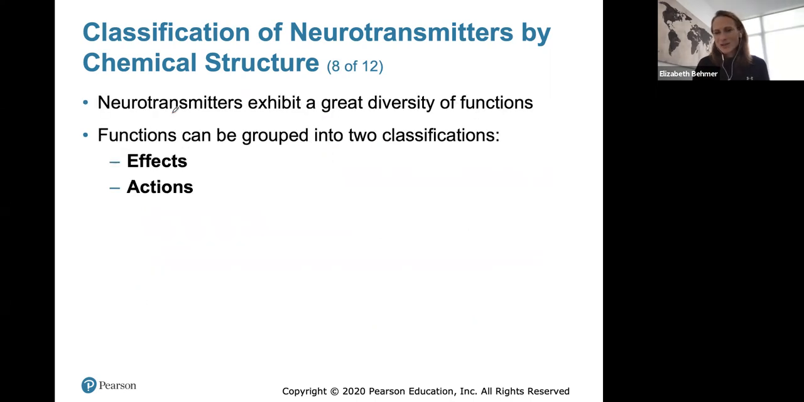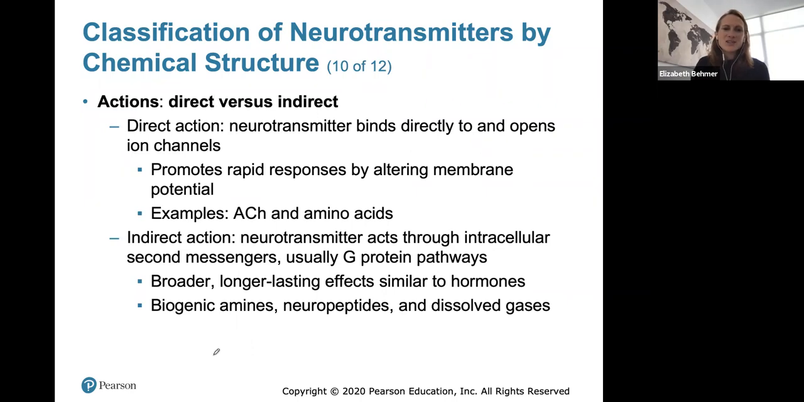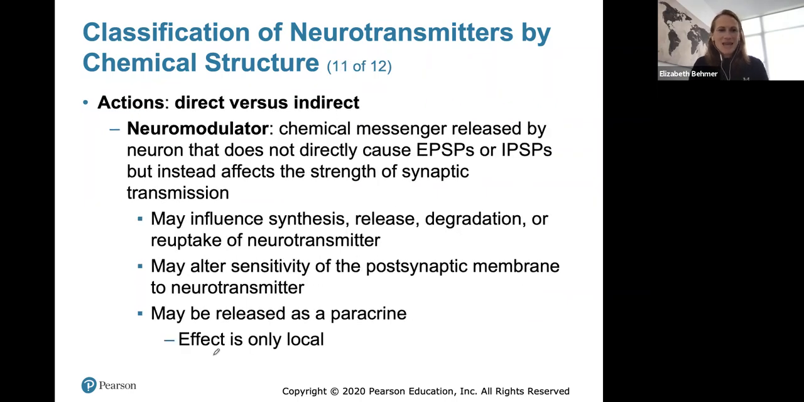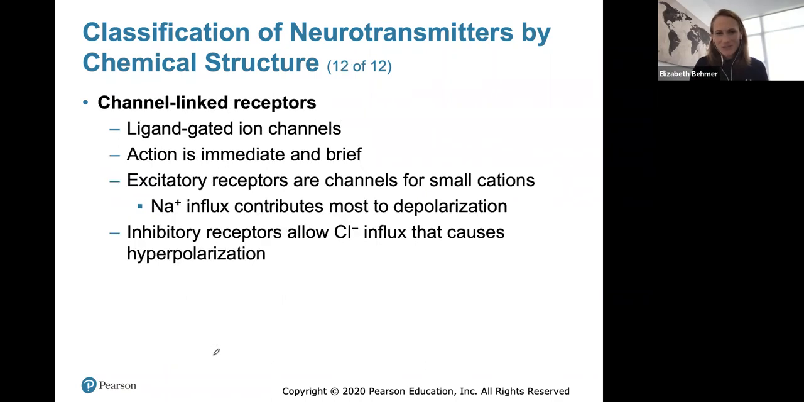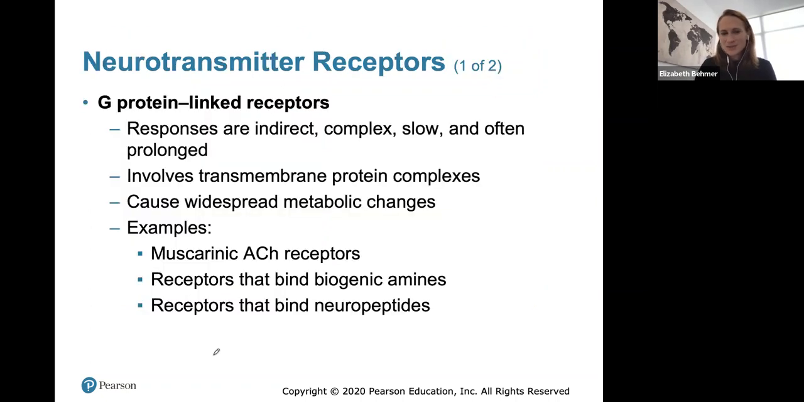Functions of your neurotransmitters can be effects or actions. They can have excitatory or inhibitory actions. That just means that acetylcholine, for example, and norepinephrine will bind to at least 2 receptor types, specifically with opposite effects. So depending on what receptor these neurotransmitters will bind to will affect the kind of effect. So acetylcholine will excite a skeletal muscle cell, but it will inhibit cardiac muscle cells. Their actions can be direct versus indirect. Again, I do not ask you guys many questions about neurotransmitters, so I'm going to skip over this part, but I include it because it's interesting to read through.